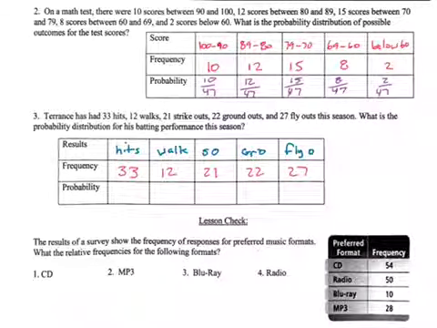So the probability for a hit is 33 out of 115. A walk would be 12 out of 115. Strikeout, 21 out of 115. Groundout, 22 out of 115. And flyout, 27 out of 115.